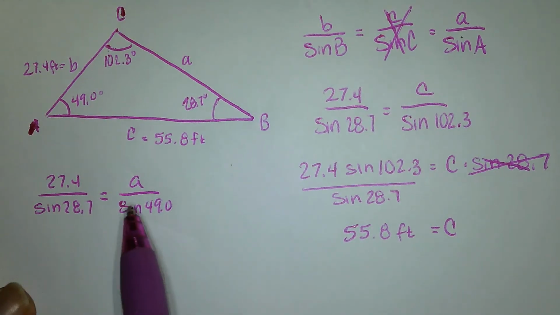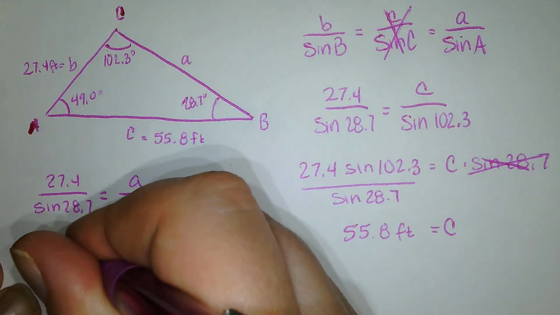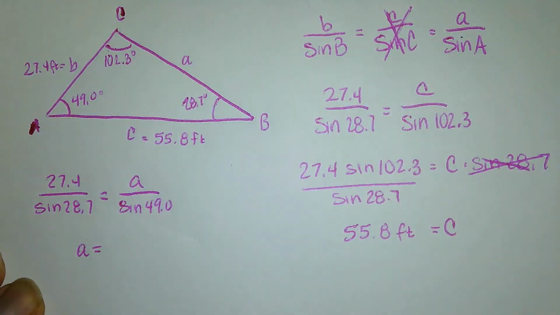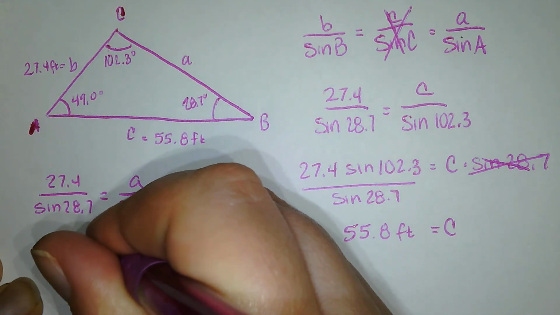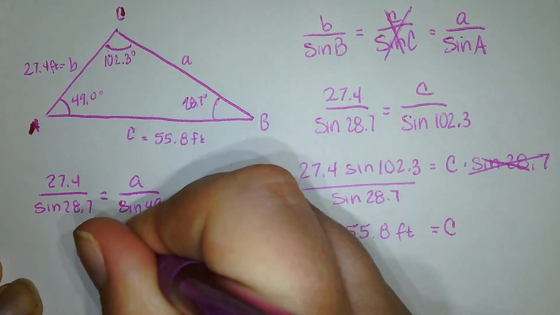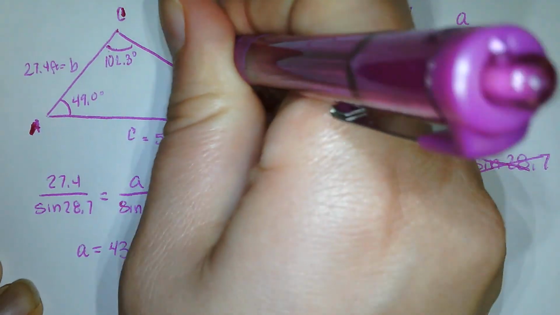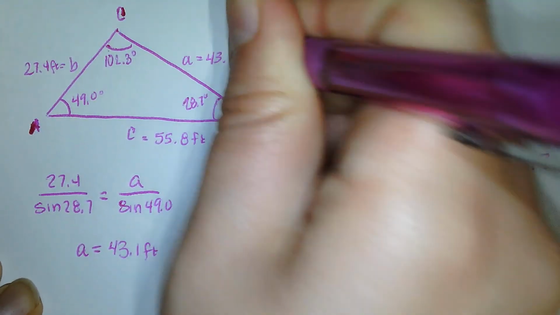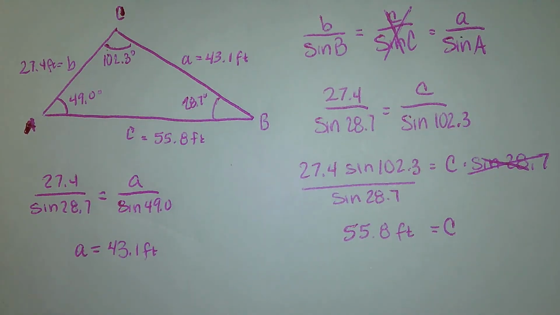And now we can, once again, cross multiply. I think you know that part. I'm not super worried about that. But cross multiply and solve it, and you should get 43.1 feet. Okay, so that's how you solve a triangle.